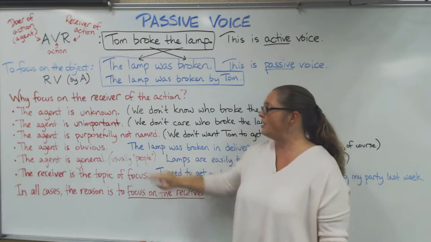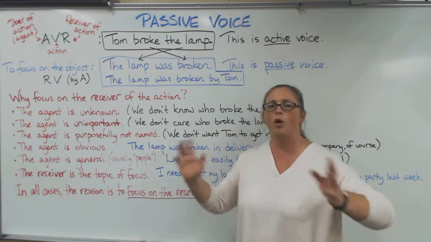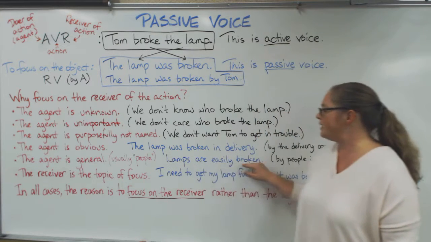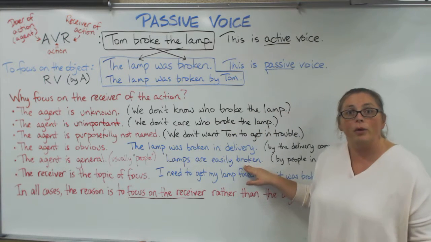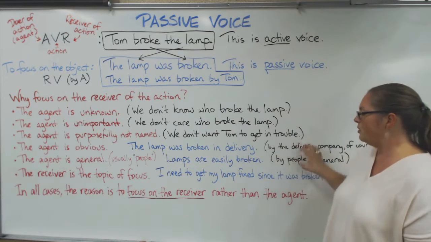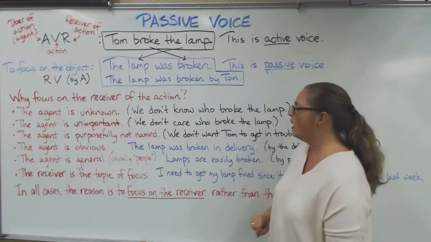We don't need to put this as the subject, and we don't need to include it as the agent either. It could be that the agent is general. This is usually if we're talking about all people, any people. So, lamps are easily broken. By whom? Just people in general. So again, we don't need to focus on this. We want to focus on this.